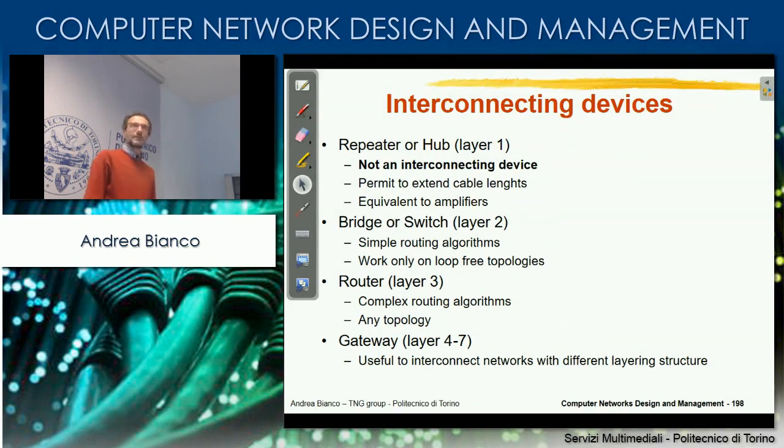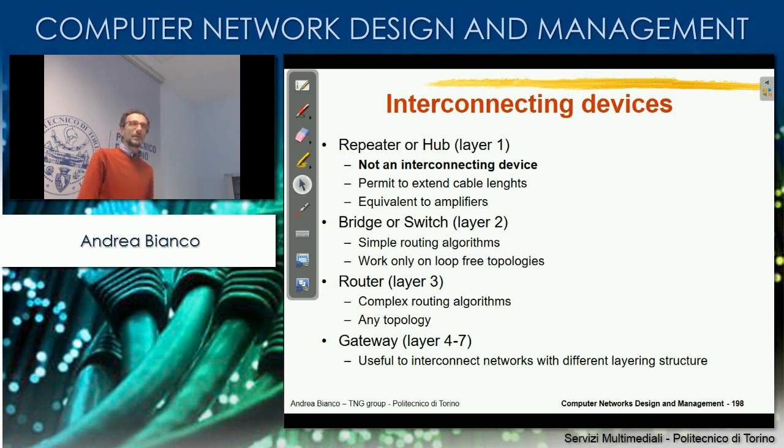LAN. The difference is just in the complexity of the device, because switches operate an interconnection only looking at the layer 2 header, whereas the router does the interconnection looking at both layer 2 and layer 3.